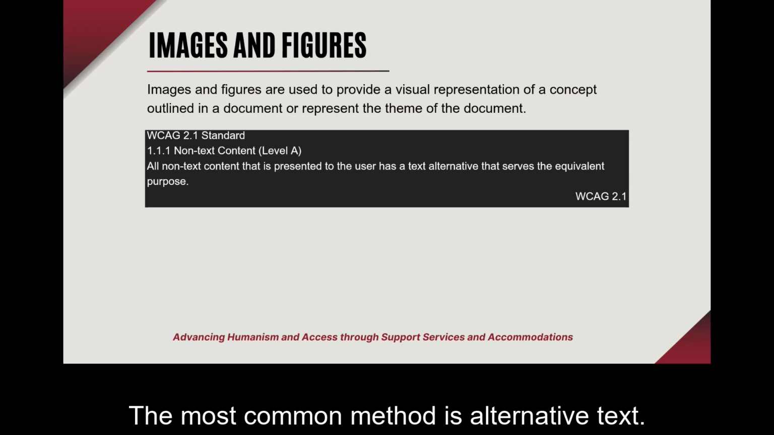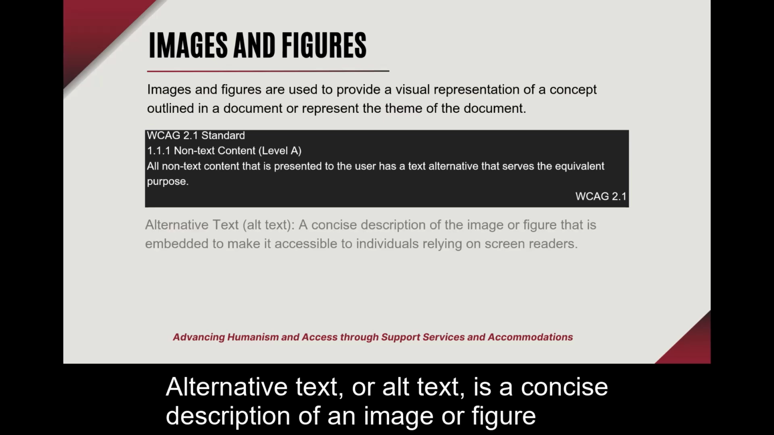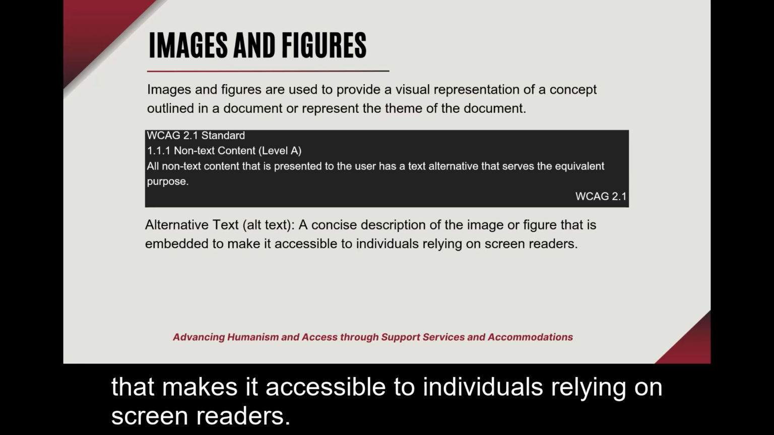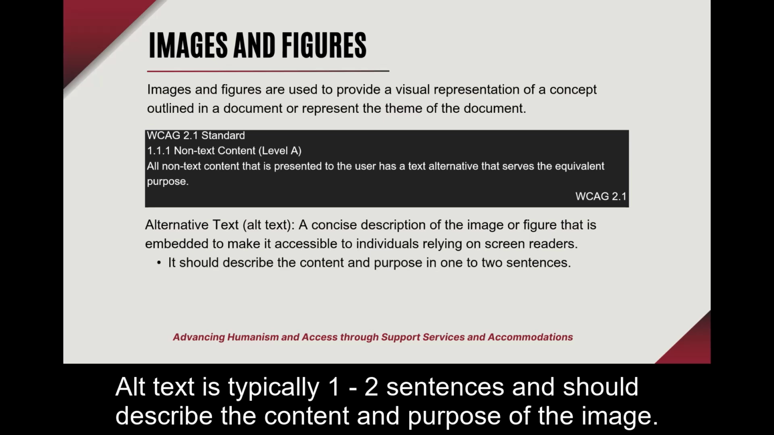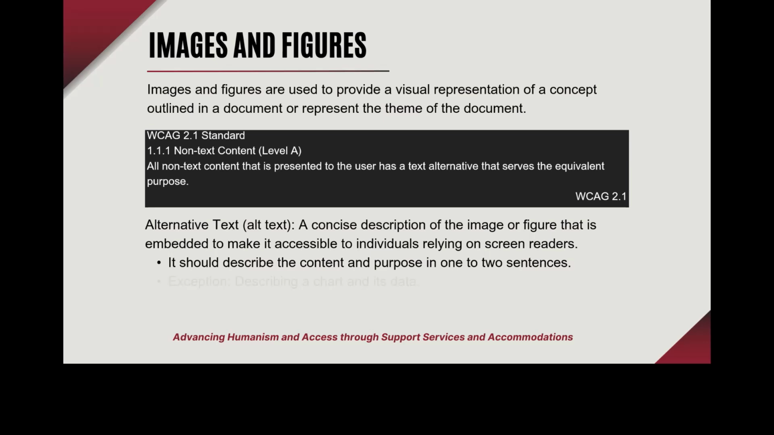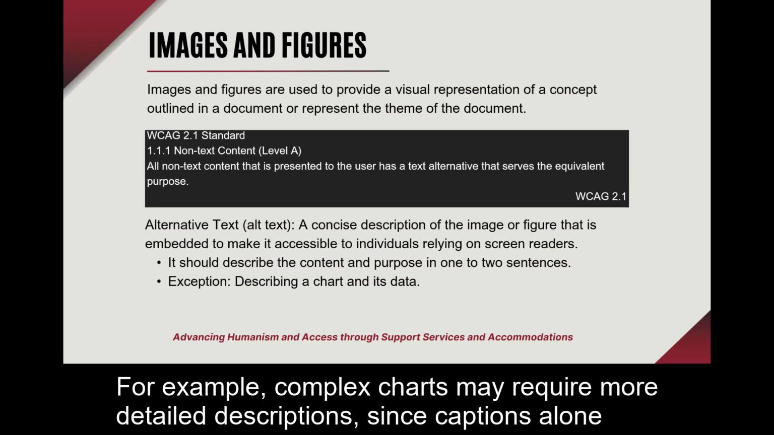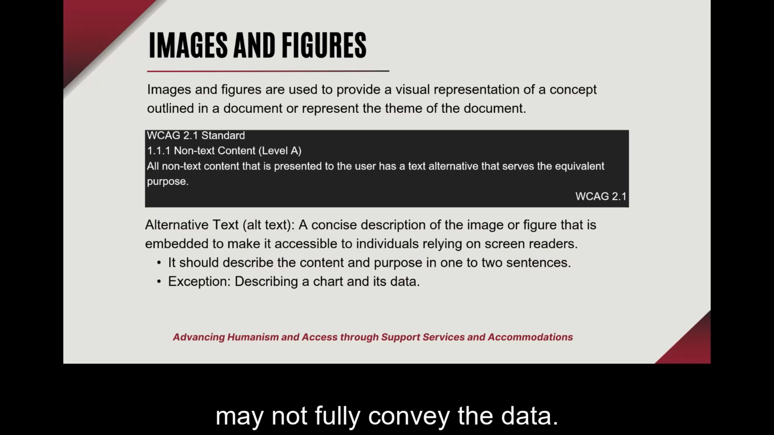The most common method is alternative text. Alternative text, or alt text, is a concise description of an image or figure that makes it accessible to individuals relying on screen readers. Alt text is typically 1 to 2 sentences and should describe the content and purpose of the image. Exceptions may apply. For example, complex charts may require more detailed descriptions, since captions alone may not fully convey the data.